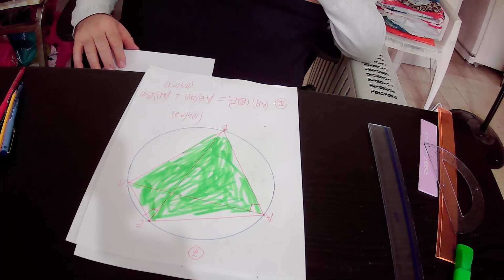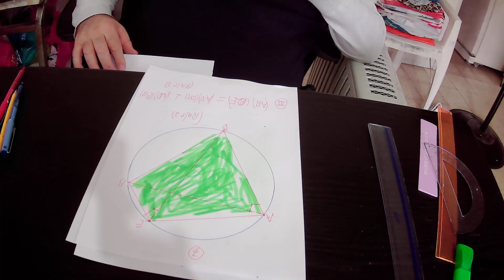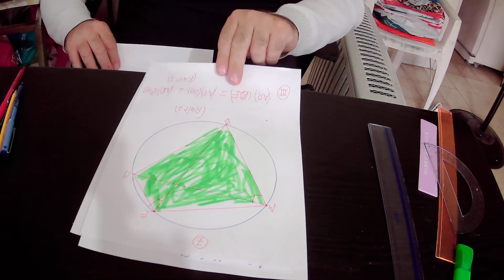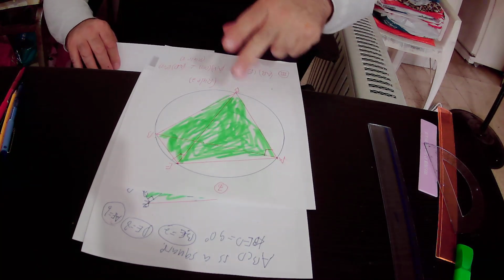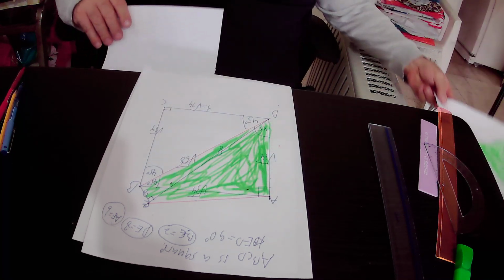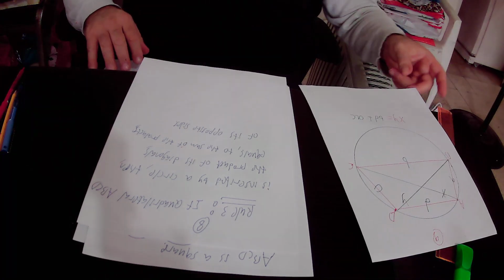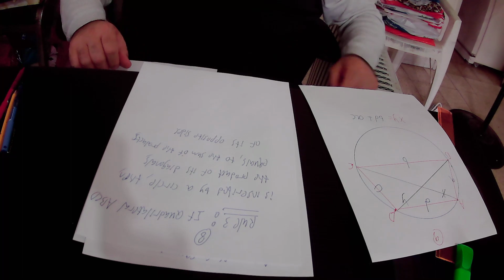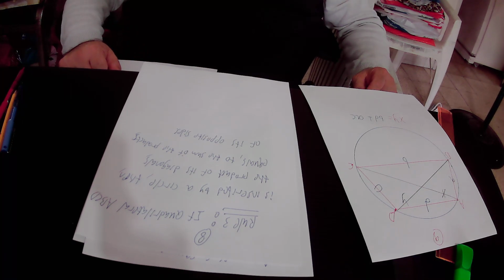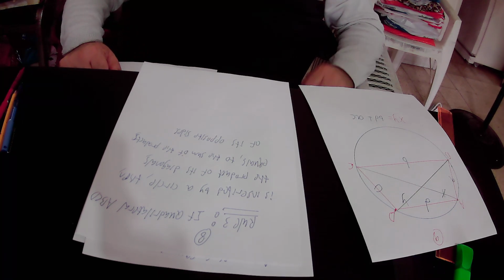And then I presented to you rule number 3, and then implemented rule number 3 in this drawing. So what is rule number 3? Rule number 3 states that if quadrilateral ABCD is inscribed by a circle, then the product of its diagonals equals the sum of the products of its opposite sides.